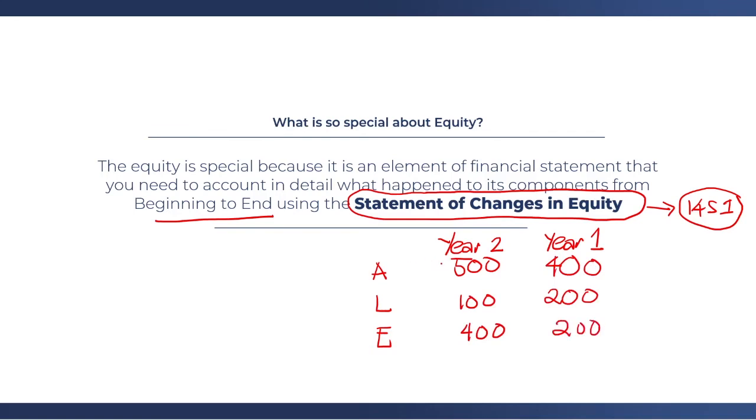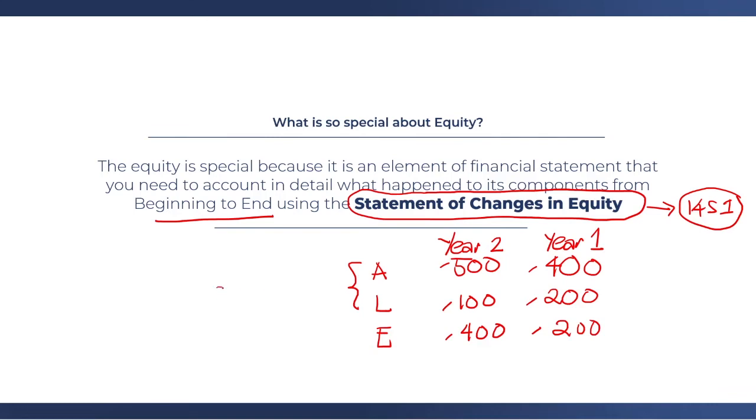You can see that the formula for equity is still applicable. 500 minus 100 is equal to 400. 400 minus 200 is equal to 200. So this is a complete financial statement condensed for purposes of illustration. So for assets and liabilities, I'm talking about in general the element assets and liabilities, 500, 100.